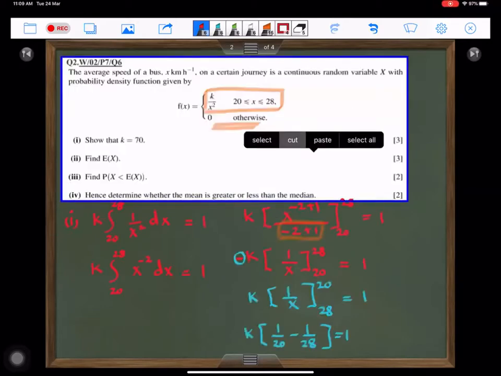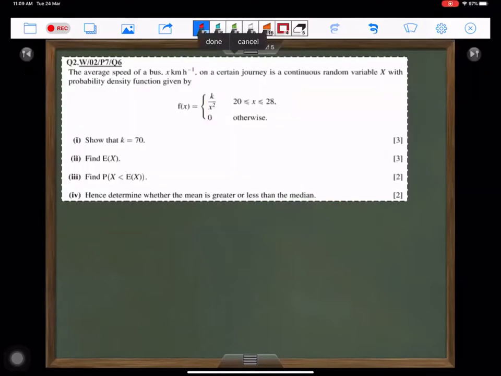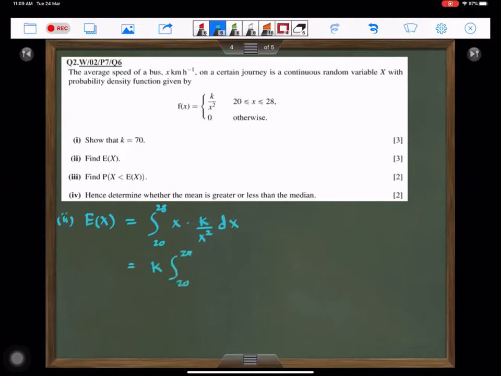Now let's move to the second part. The second part is: find the expectation of x. What is the formula for expectation of x? Expectation of x is integrating between the full limits, which is 20 and 28. There is an x on the outside, and there is k over x squared. I can substitute in the value of k later on, that's not a big deal. First, simplify. So I'll take k on the outside. This is 20, this is 28, this is 1 over x dx.